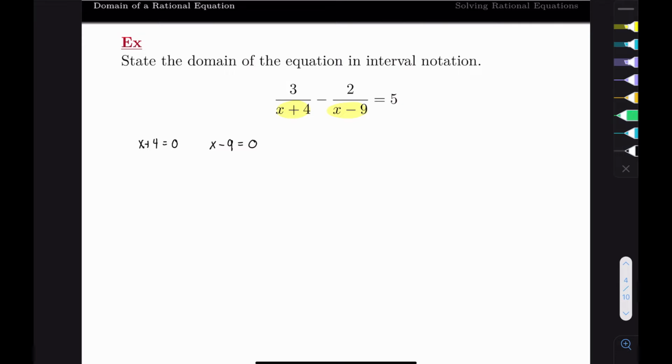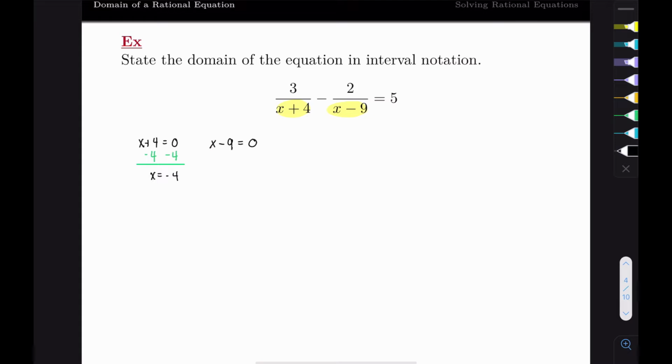From there, we just solve our equation as we have been before. For the first one, we subtract 4 from both sides, and that gives us x equals negative 4. For the second one, we add 9 to both sides to get x equals positive 9. These two values are both problematic because they would give us a fraction 3 divided by 0 or 2 divided by 0, and we don't want that. So our domain is just that: x cannot equal these numbers. They're two problematic numbers for us.